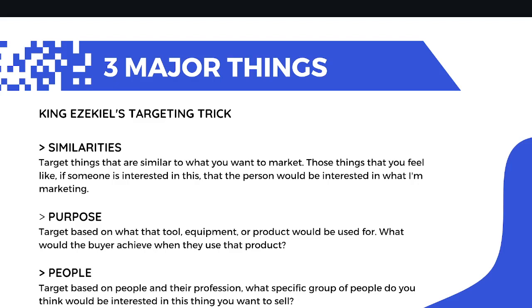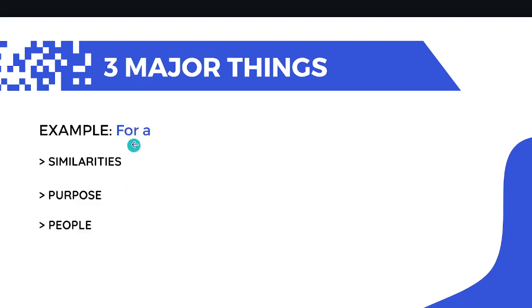Then people, target based on people and their profession. What specific group of people do you think would be interested in this thing you want to sell? What is the specific group of people, the profession, that you think will be interested in this thing I'm selling or want to market? Target it.